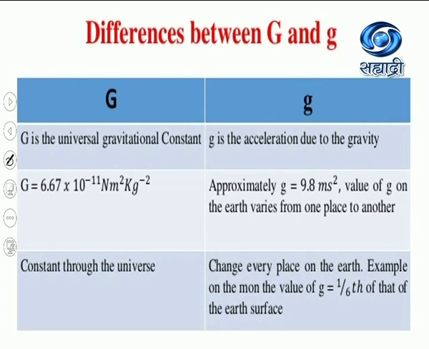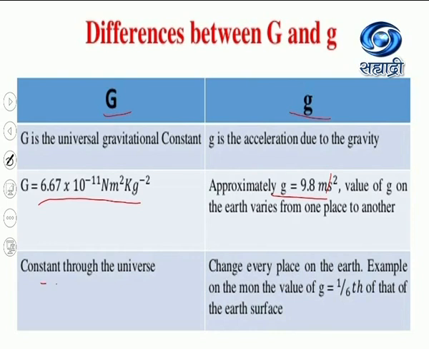So what is the difference between capital G and small g? That is, gravitational constant and acceleration due to gravity. The value of G is 6.67 into 10 raised to minus 11 Newton meter square per kg square. And we have seen that approximately g is equal to 9.8 meter per second square. This value of g goes on changing from place to place on the Earth. How? That we will see later.